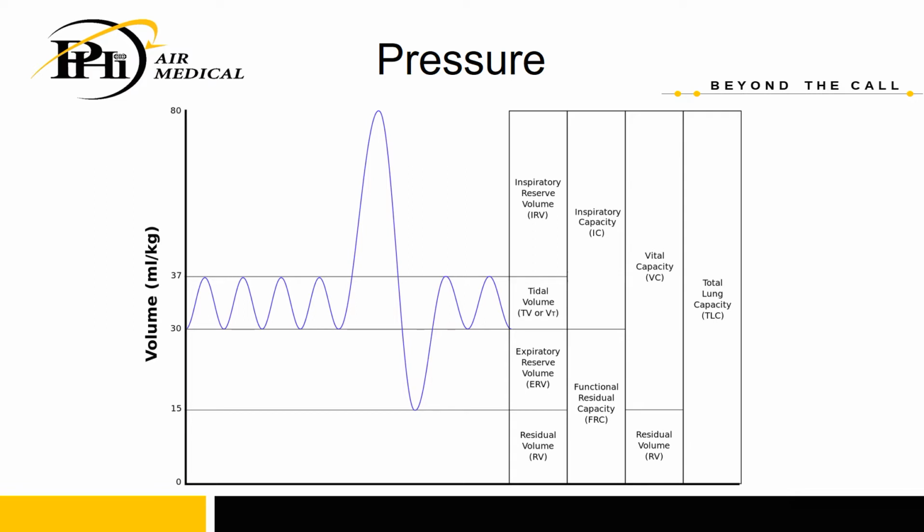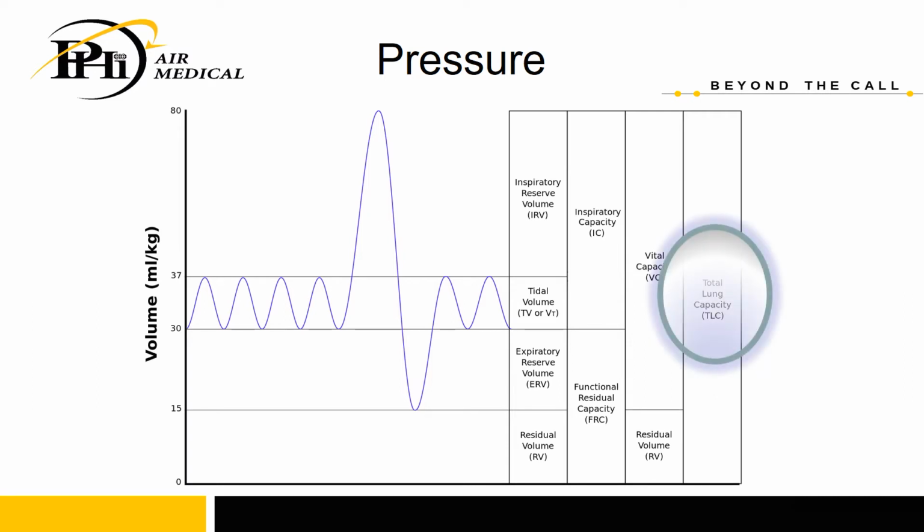Well, in order to understand where we go from here, the first thing that we have to look at is our lung volumes. So there's a lot of vocabulary here when it comes to lung volumes, but really we're going to break it down and just focus on a few of them, and hopefully it'll clear it up a little bit for you. So the first thing is the total lung capacity.